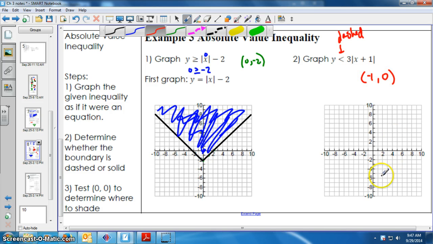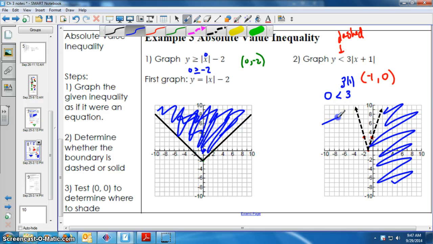So hopefully you started at -1, 0 with a slope of 3, and then you had a dashed V, and then you should have tested 0, 0. If we test 0, 0 here, 3 times the absolute value of 1 is 3, and 0 is less than 3. So 0, 0 does work, which means everything outside of the V is your solution because there's 0, 0.